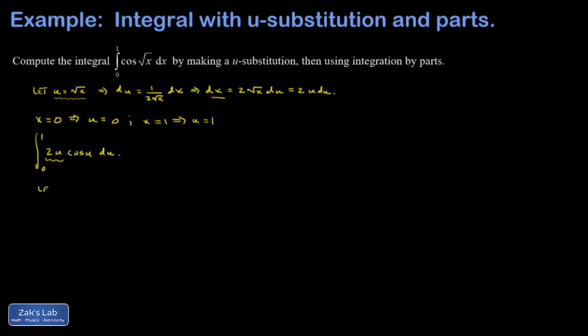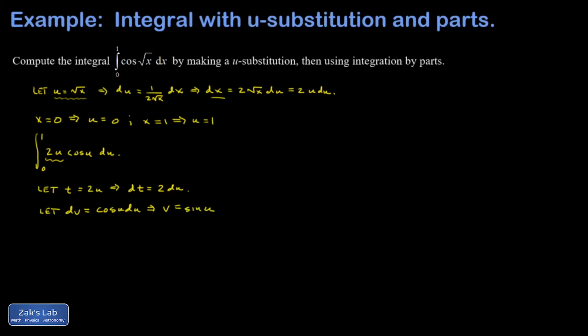So I'm going to say let t equal 2u. And that means dt is going to be 2 du. So that's the integration by parts piece that we're differentiating. We chose that piece because it gets simpler when we take the derivative. Then we're going to look at the piece that we integrate. So let dv equal cosine u du, and that means v is the sine of u.